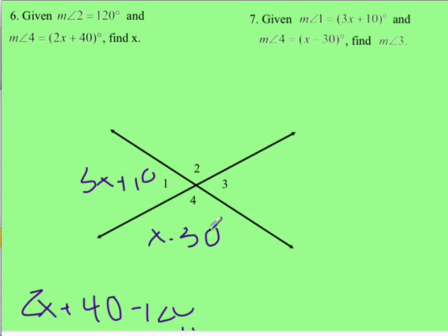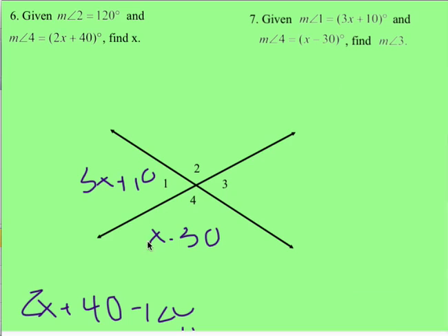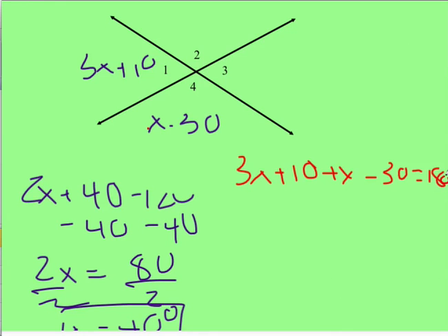Well, let's start by finding x. What I notice is that angle 1 and angle 4 are supplements. They are a linear pair. They form a line, which means the two added together need to equal 180. So 3x plus 10 plus x minus 30 needs to equal 180. Not 18, 180.